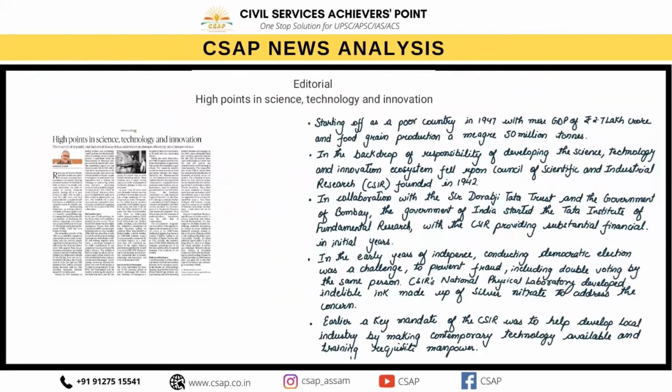चलो, coming to the next one. Short discussion about the editorial one. Okay, so यहाँ पे हम लोग क्या बात करेंगे? We will discuss something about science, technology as well as innovation.